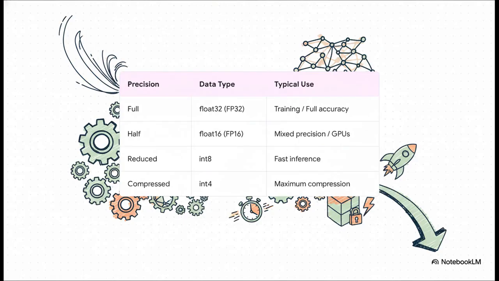And this idea of precision is everything. See, models are trained using these highly detailed 32-bit numbers, or FP32, to capture every tiny little detail. But when we just want to use the model, what we call inference, we often don't need all that detail. So we can drop the precision down to 16 or 8 or even 4-bit numbers. And that immediately means a smaller model and much, much faster math.